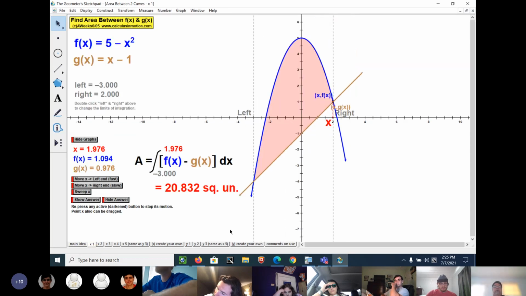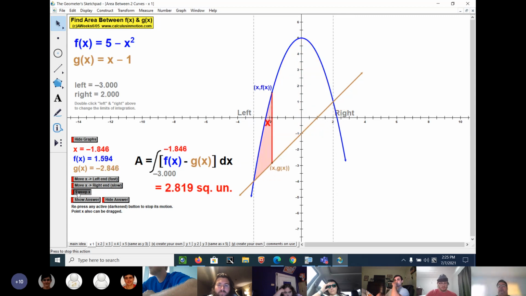There's an example right there. Going to be finding that area right there, that red area. And this is very nice, you know, to be able to do it like this. But how do you do it by hand?